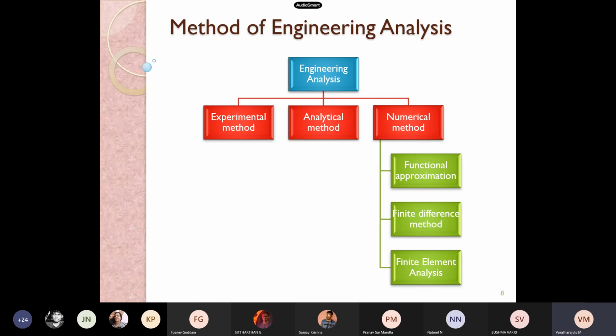Assume you are in 1500. In that time also we did the wonders. During 1500, you are a civil engineer, you want to build a flyover. What was the way in which you do your analysis? In what way you do your analysis with the flyover?